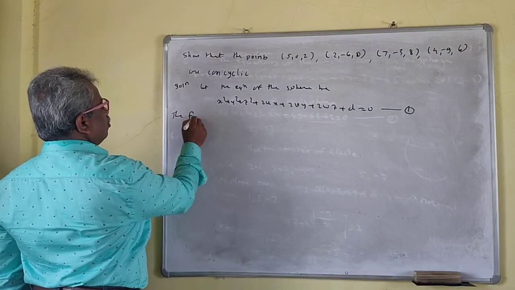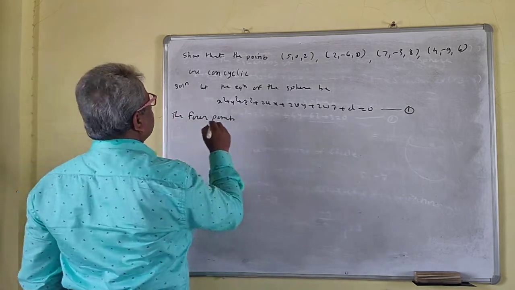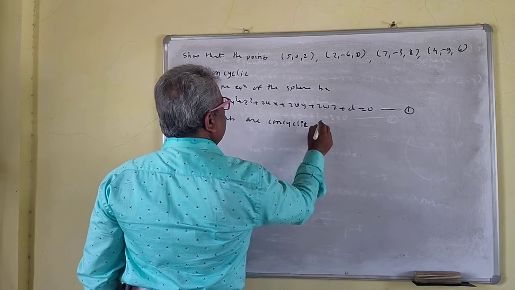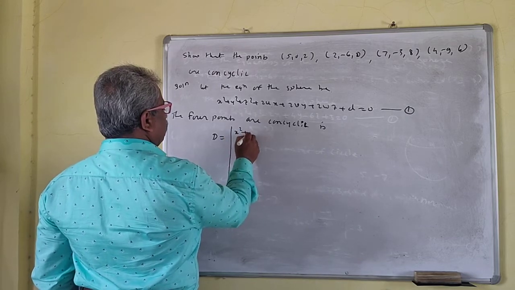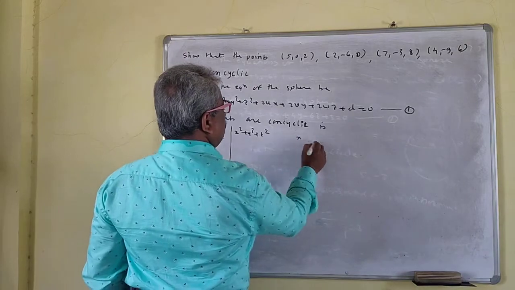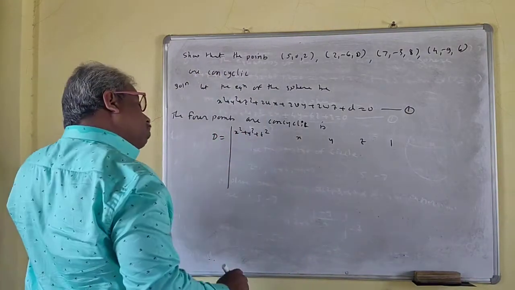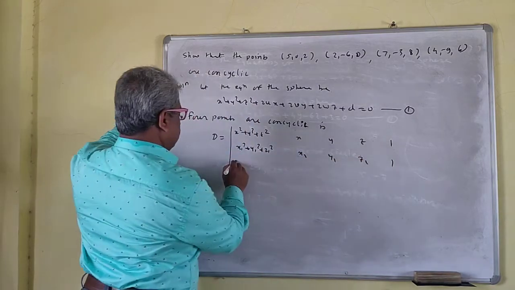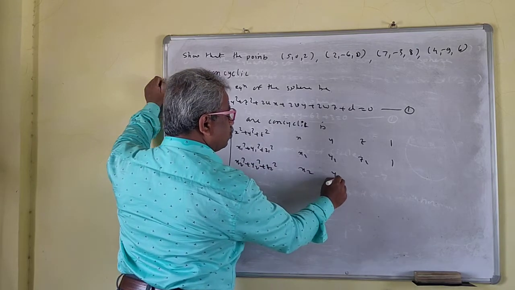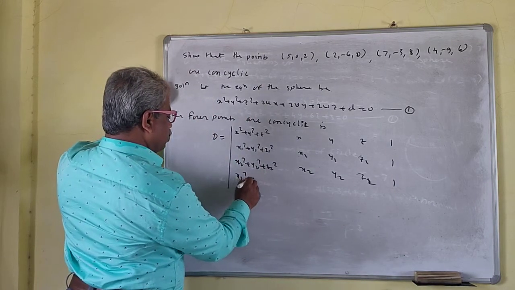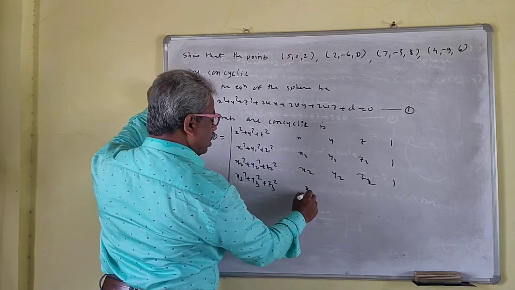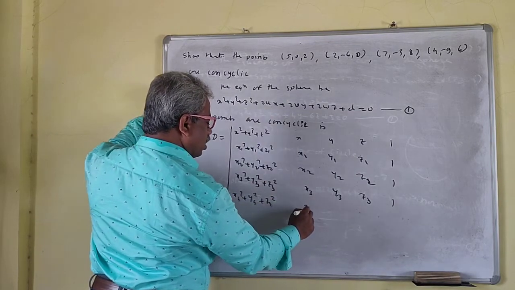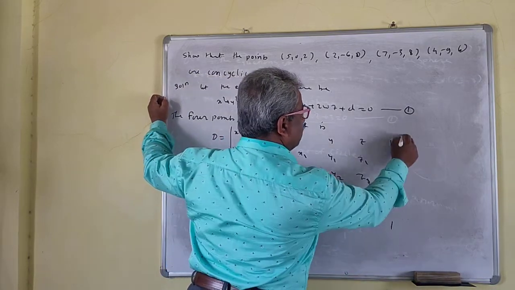The 4 points are concyclic if d is equal to mod of the determinant: x square plus y square plus z square, x y z 1; x1 square plus y1 square plus z1 square, x1 y1 z1 1; x2 square plus y2 square plus z2 square, x2 y2 z2 1; x3 square plus y3 square plus z3 square, x3 y3 z3 1; x4 square plus y4 square plus z4 square, x4 y4 z4 1, is equal to 0.